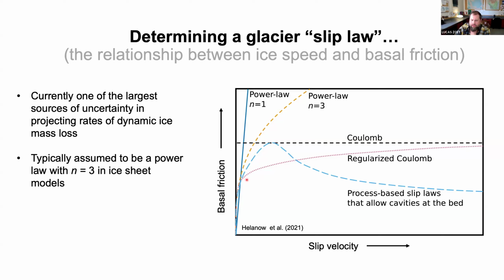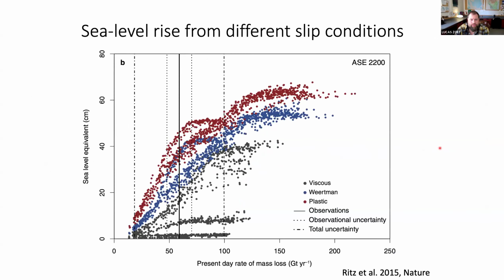And then there's a regularized Coulomb mechanism, where the resistance increases as the sliding speed increases, but approaching some sort of bound. In this case, we'll call it the Coulomb bound, so that's why it's called regularized Coulomb. All these have been proposed. Many of these have been used in models, and what we want to figure out is, does this hold? And does it hold for different bed types? Does it hold for hard or soft or other types of conditions as well?